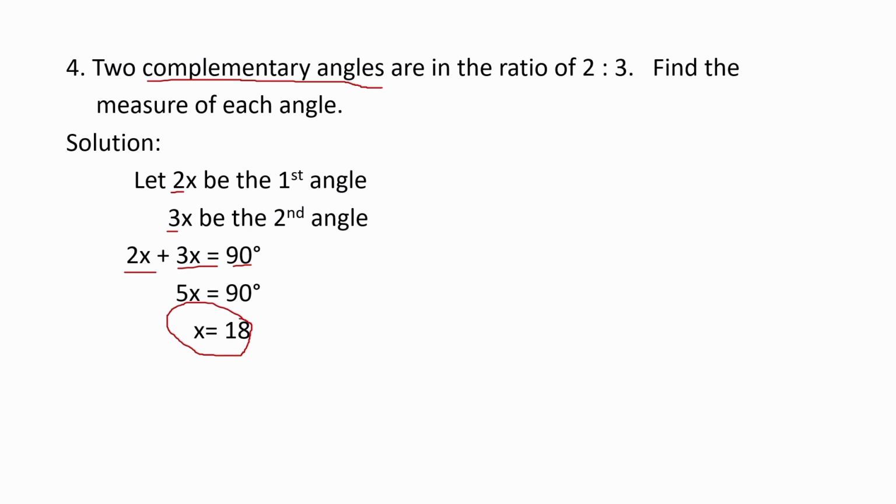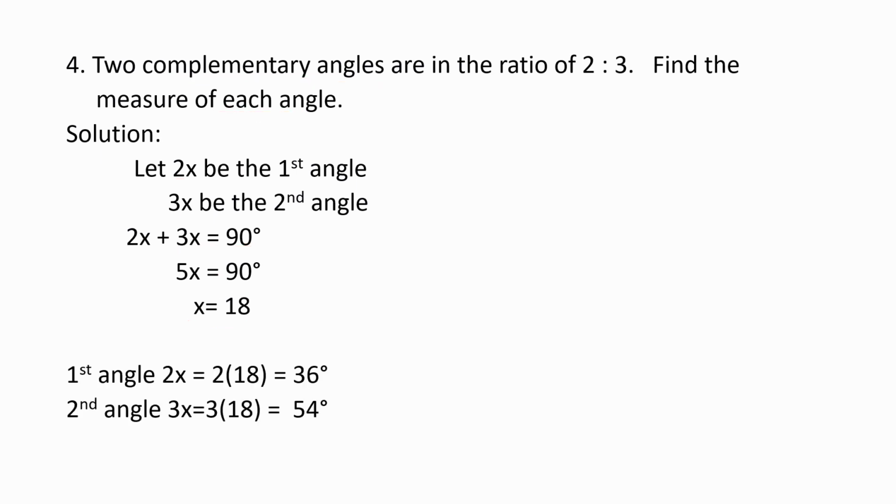We're not yet done because we are asked to find the measure of each angle. Now, since we already have the value of x, which is 18, we can now solve for the measure of each angle. Since we let the first angle be 2x, you have here 2, then substitute the value of x, which is 18. So 2 times 18 is equal to 36. So the first angle is 36 degrees. And for the second angle, we have 3x, that is equal to 3 times the value of x, which is 18, is equal to 54.